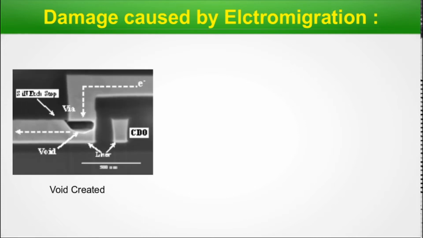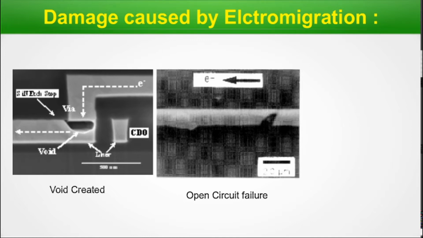So we have just talked about what EM is and what the physics is. Now let's see in VLSI how the damages are caused. In this photo we can see a void is getting created in a metal via connection. So here we can see this will cause an open circuit in the long run. Here, in a single metal wire, we can see it is causing the open circuit failure.